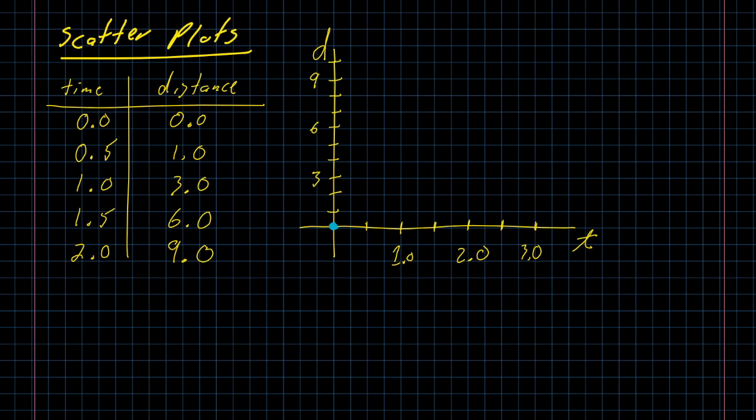When time is 0, distance is 0. When time is 0.5, distance is 1. When time is 1, distance is 3. When time is 1.5, distance is 6. When time is 2.0, the distance is 9.